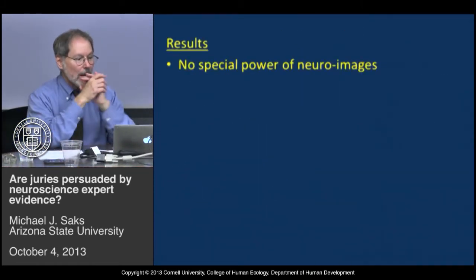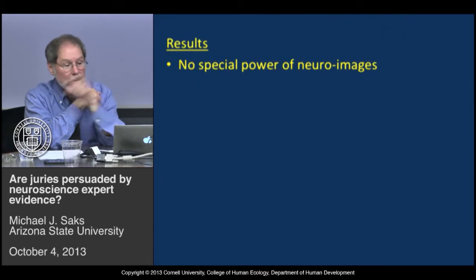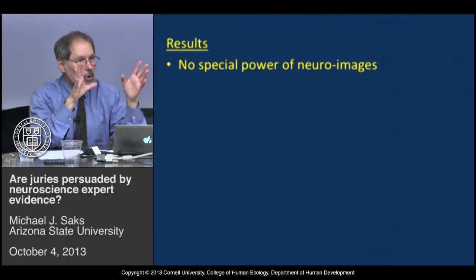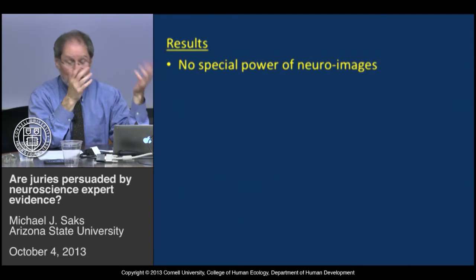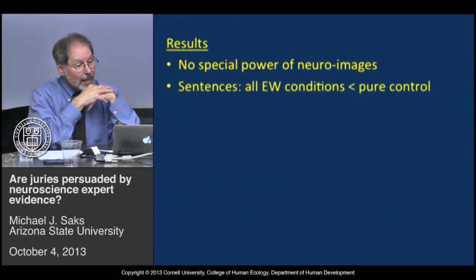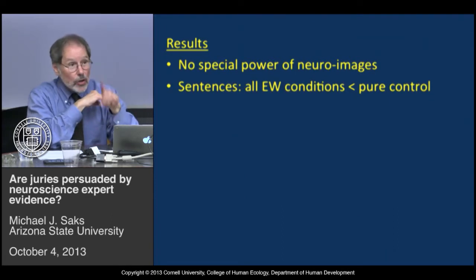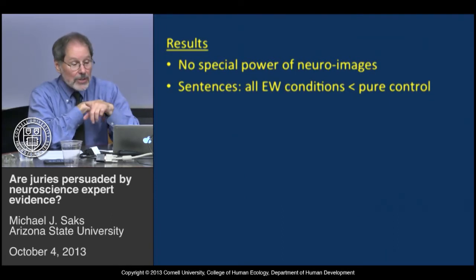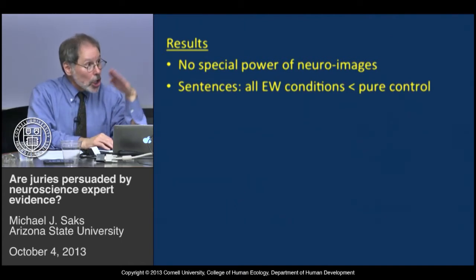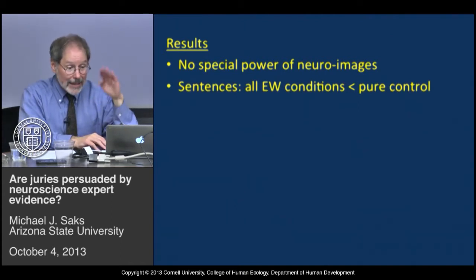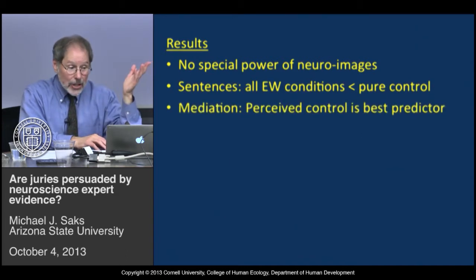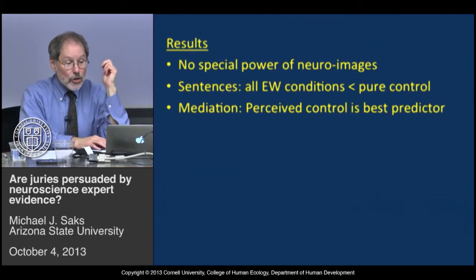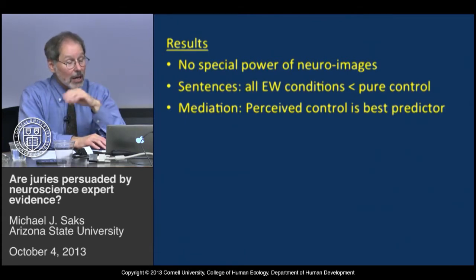So here are the results. Once again, the neuroimages did nothing special compared to other kinds of expert testimony. In the sentences, all of the expert witness conditions, including the plain old-fashioned clinical psychologist, produced lower sentences than the pure control condition. The mediation analysis again showed that perceived control was the best predictor of the sentences people give.